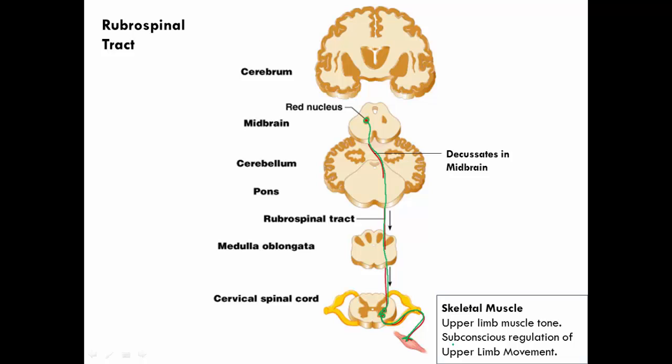And in the case of the rubrospinal tract, these signals that are initiated up in the midbrain are controlling involuntary aspects of our skeletal muscle. So these signals are controlling the muscle tone in the upper limbs or the arms, and also subconscious regulation of the movements produced in the upper limbs.